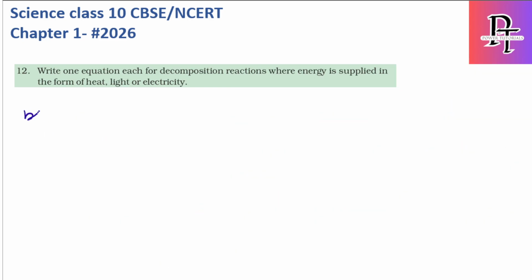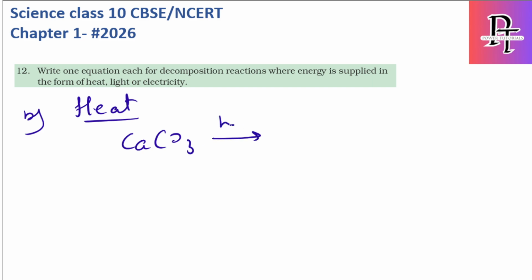Let's see the 12th one. Write one equation each for decomposition reactions where energy is supplied in the form of heat, light and electricity. So all three we need to cover. Let's say heat, that is thermal decomposition. The easy example is CaCO3, that is calcium carbonate. In the presence of heat, it gets converted into CaO, calcium oxide, and carbon dioxide. CaCO3 is solid, calcium oxide is also solid, whereas carbon dioxide is a gas.